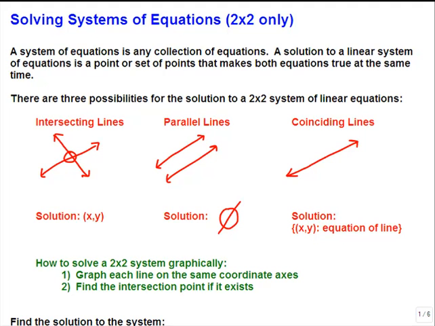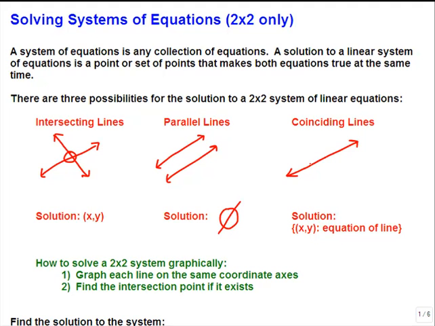The first thing that could happen, and the most common thing that happens, is that the two lines would intersect, like this first example right here. If they intersect, then there's a single intersection point, an x, y, that makes both lines true, and that would be called the solution. Another possibility is they could be parallel. If you think about two parallel lines, when do they intersect? They never do. So in that case, we say that the solution is no solution.